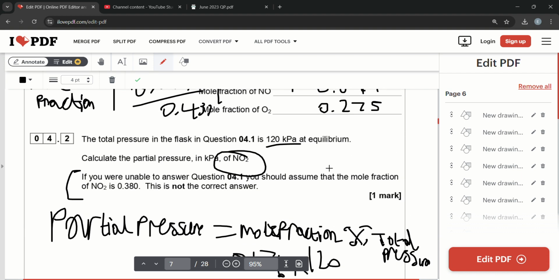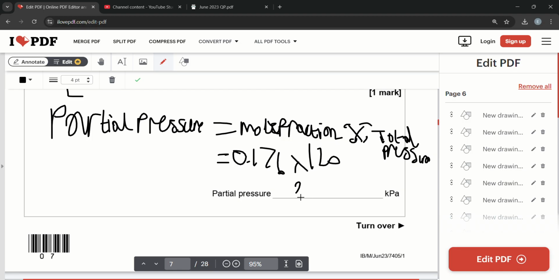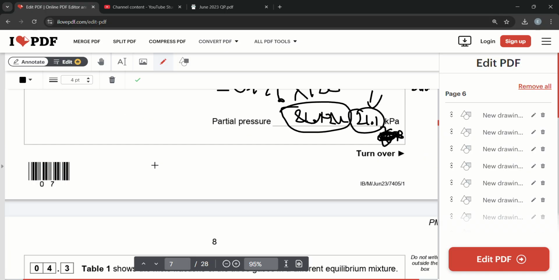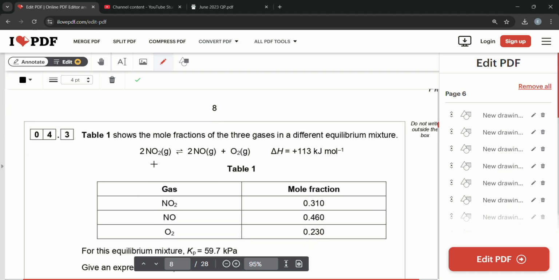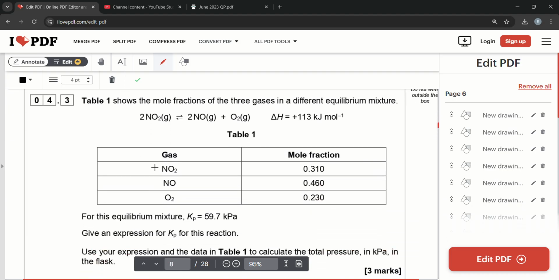Does it say to any significant figures? No. 21.12 kilopascals. So we'll just say three significant figures. 21.1 kilopascals. Actually, just forget it. We'll just leave it as that. 21.1 kilopascals. 4.3 shows mole fractions of three gases in a different equilibrium mixture.